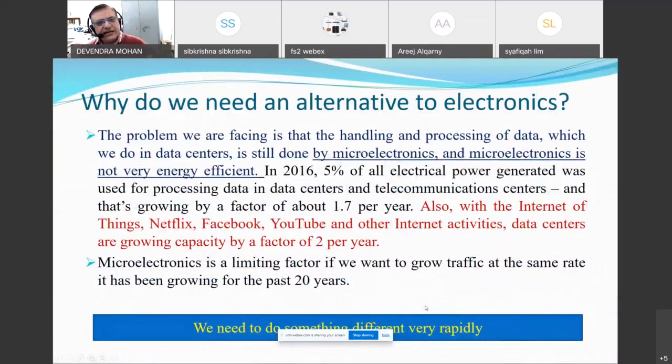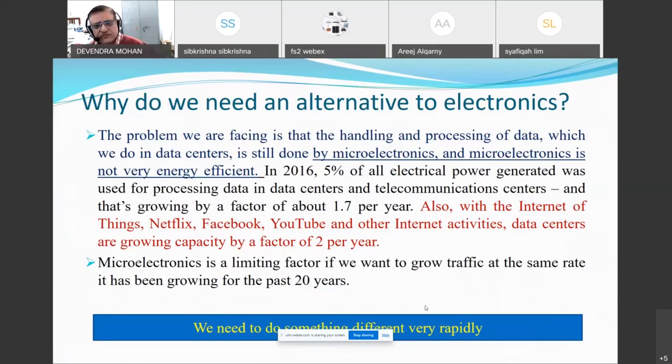Why do we need an alternative to electronics, one may ask. The problem we are facing is that the handling and processing of data, which we do in data centers, is still done by microelectronics, and microelectronics is not very energy efficient. In 2016, all electrical power generated was used for processing data in data centers and telecommunication centers, and that is growing with a factor of about 1.7 per year.